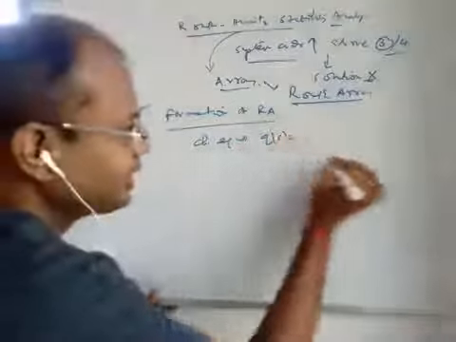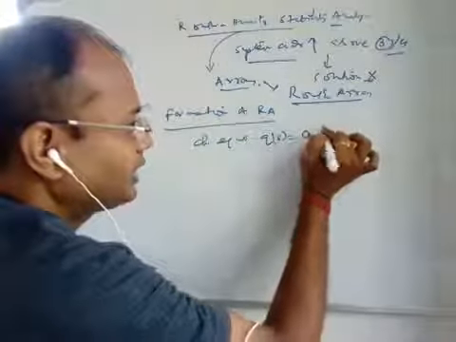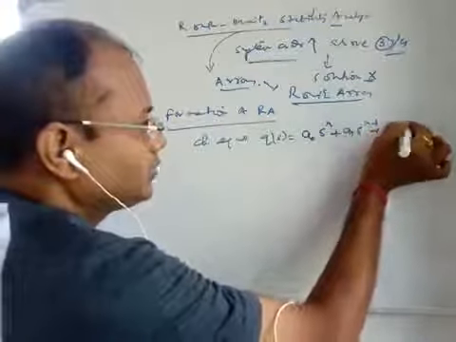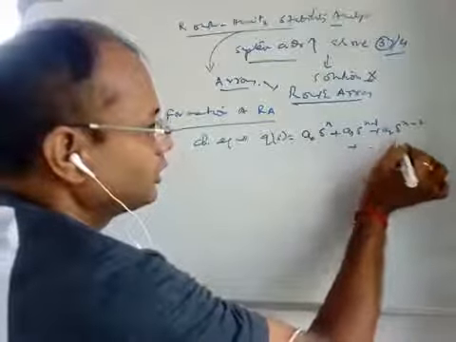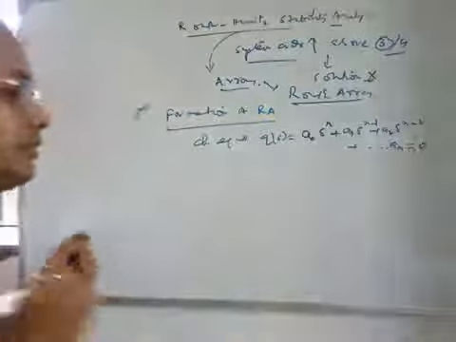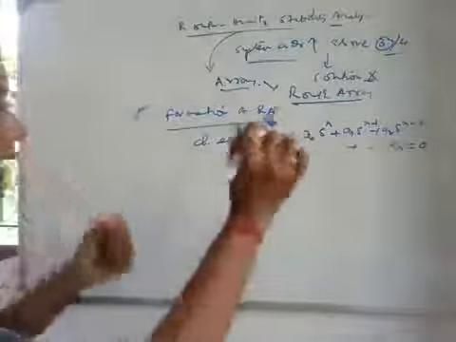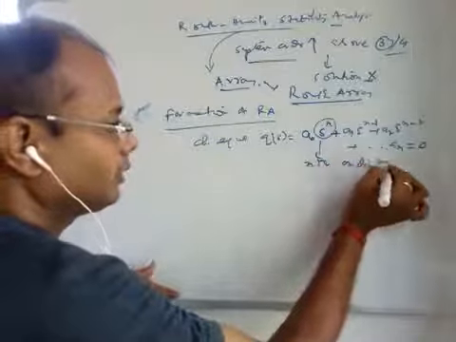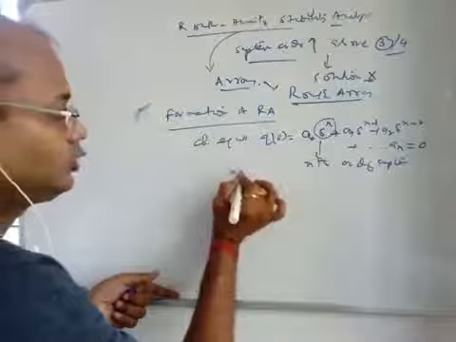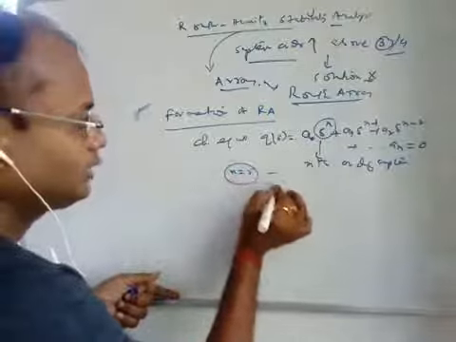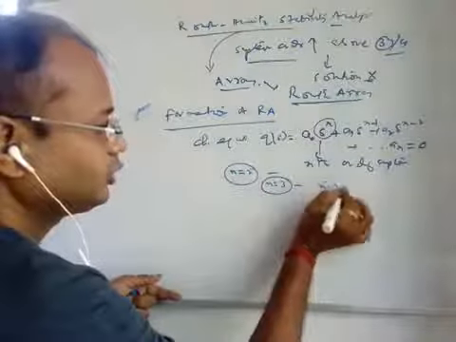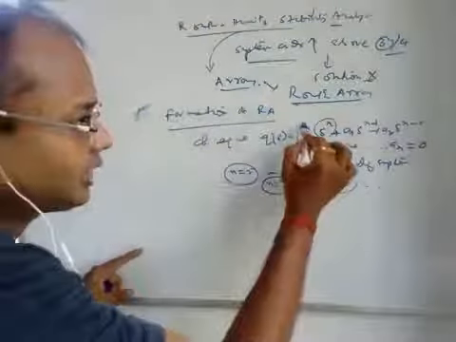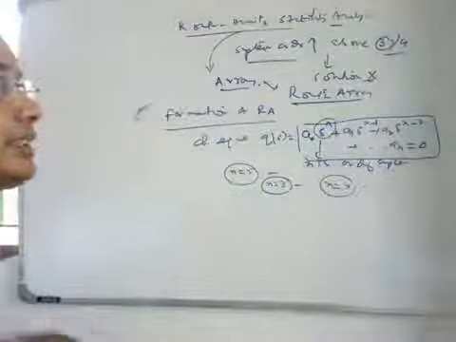Maybe I may write the characteristic equation like a0 s^n plus a1 s^(n-1) plus a2 s^(n-2), and so on, plus an, equal to 0. I have just written an nth order polynomial, right? This is an nth order system. It may be n equal to 2, second order; n equal to 3, third order; n equal to 4, fourth order; n equal to 5, fifth order; and like this. That means this is your characteristic equation or characteristic polynomial.